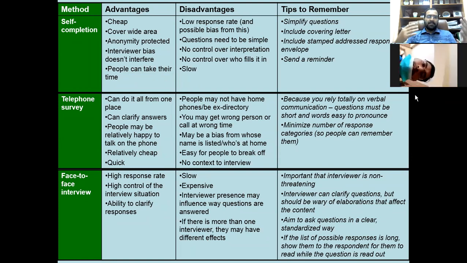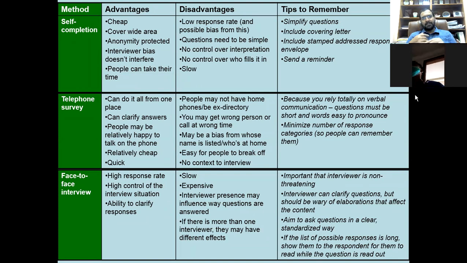It is obviously expensive because you cannot go for interviews all the time; it needs a lot of resources. So it is expensive, it is slow, and it might take a lot of time. It is important that the interview is non-threatening. The interviewer can only clarify questions, but should be wary of elaboration that affects the content. Aim to ask questions in a clear, standardized way.